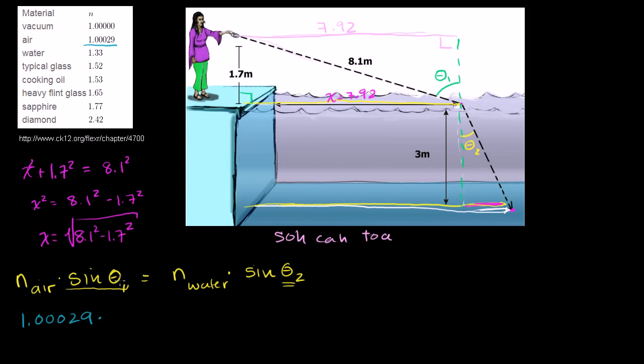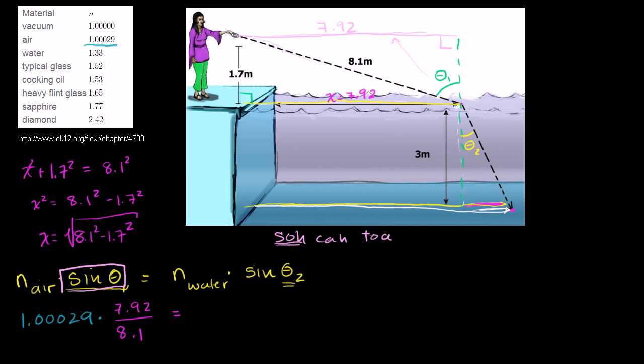So the sine of theta 1 is going to be the opposite of the angle over the hypotenuse. That just comes from the definition of sine. So this part right over here, sine of theta 1, we don't even have to know what theta 1 is. It's going to be 7.92 over 8.1. And that's going to be equal to the index of refraction of water. So that index is 1.33.